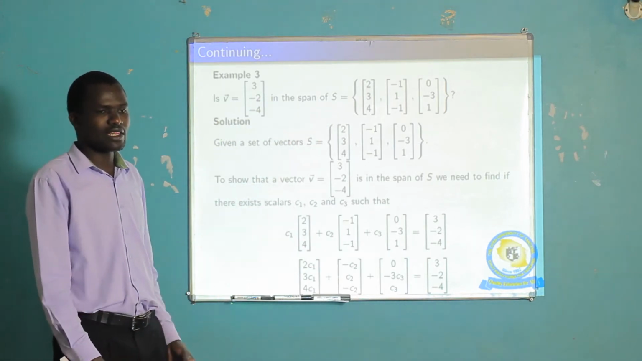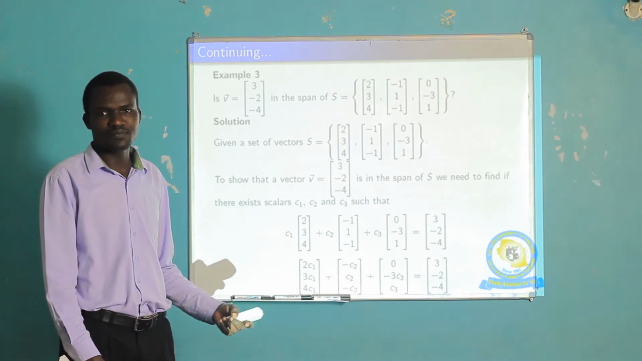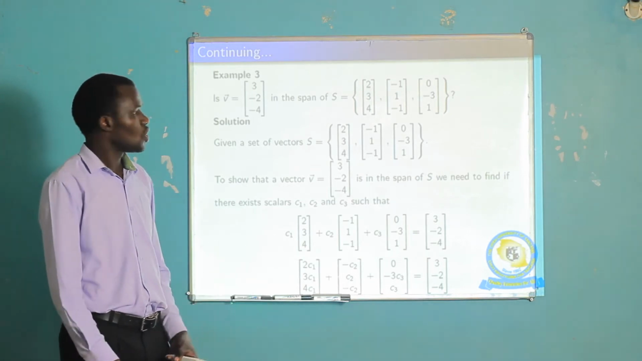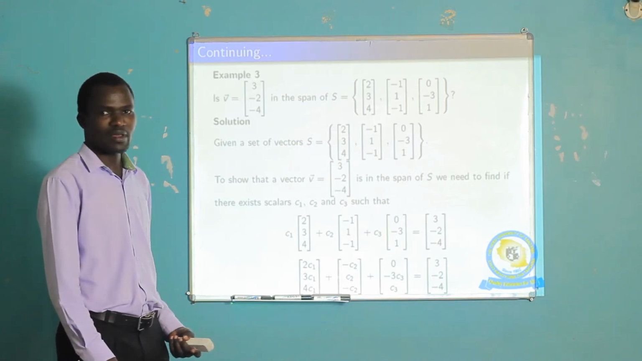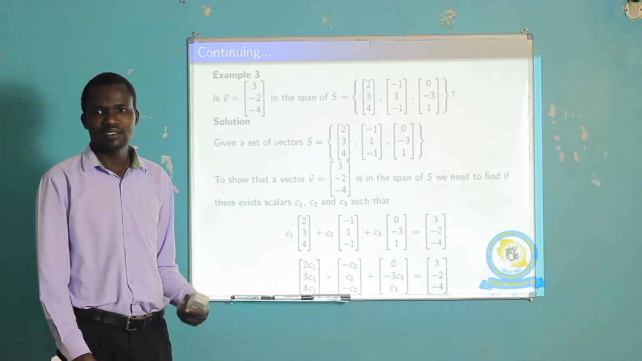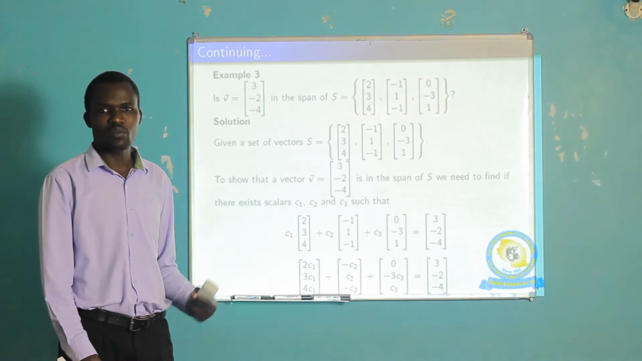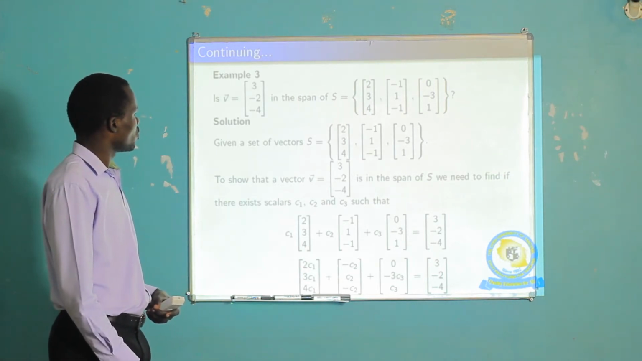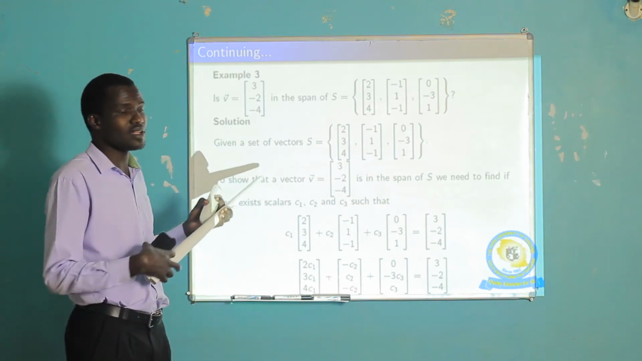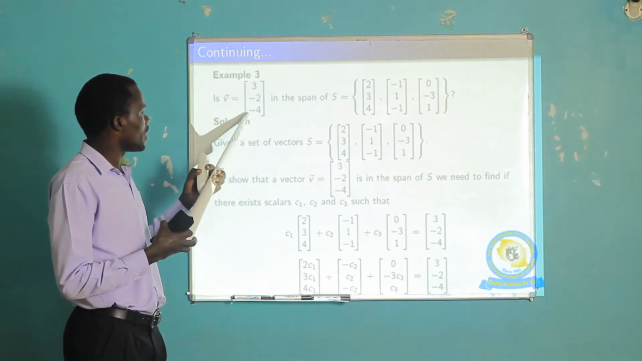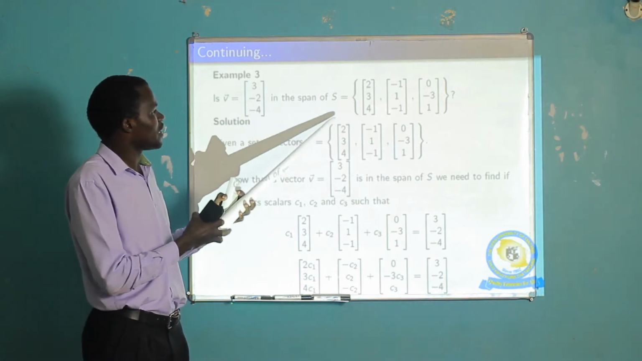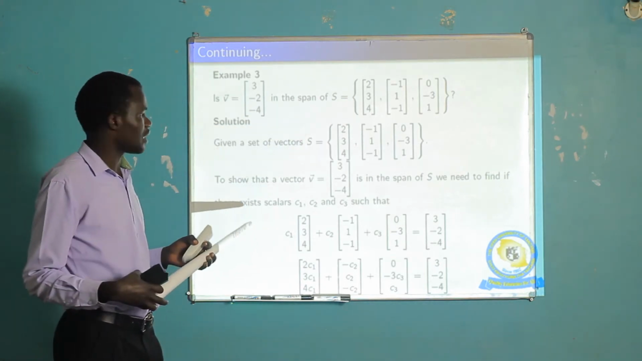We have already seen that if you have a given vector space, the span in that vector space is the set of all linear combinations of the vectors. So here we have just been given a specific vector, this one. We need to see if this vector is in the span of these vectors.